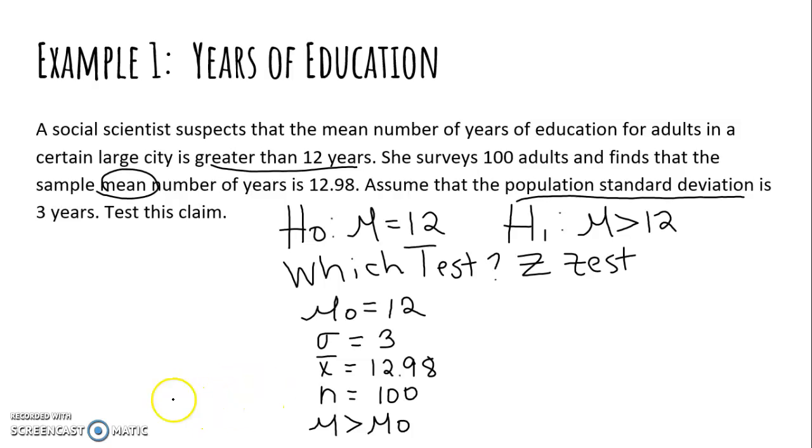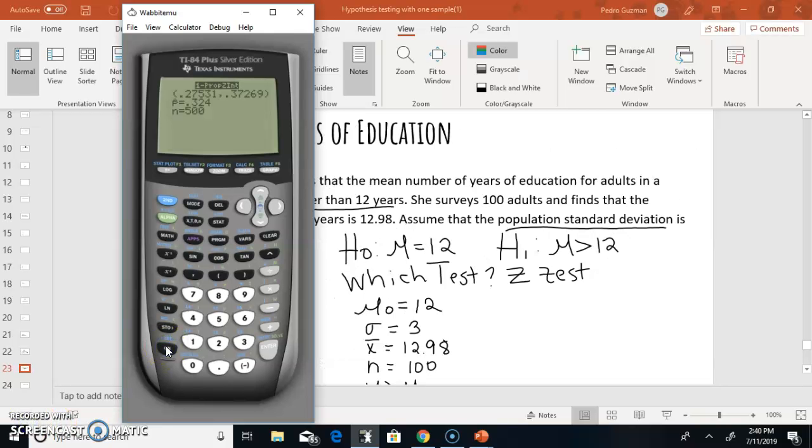Okay, so I'm going to pull up the calculator here, and I'm going to say stat. I'm going to go to test. I'm going to choose a Z test, which is number 1. I'm going to choose statistics because we didn't have raw data, we have statistics. And null we said was 12. Sigma we said was 3. X bar is our sample mean, which is 12.98. N is 100. And then our alternate statement is greater, so make sure you highlight greater and hit enter. And then go to calculate and hit enter.